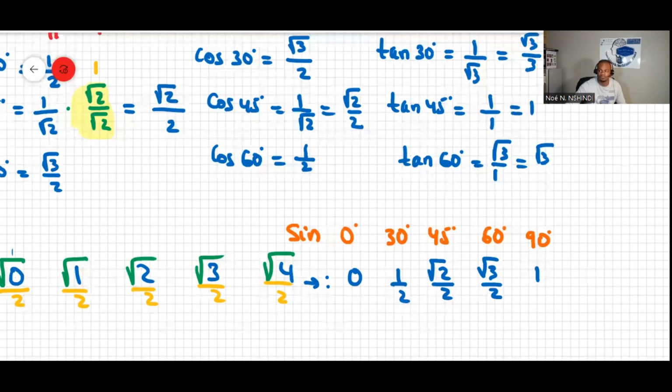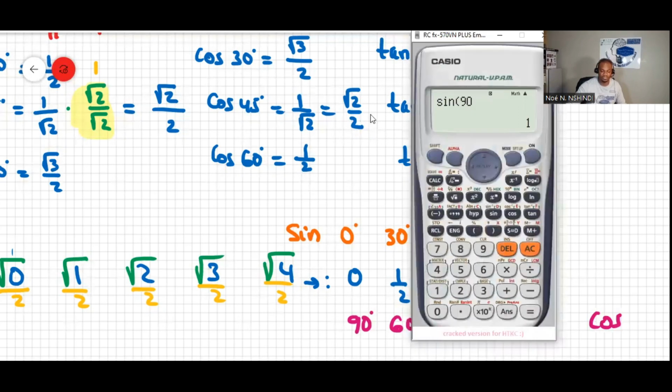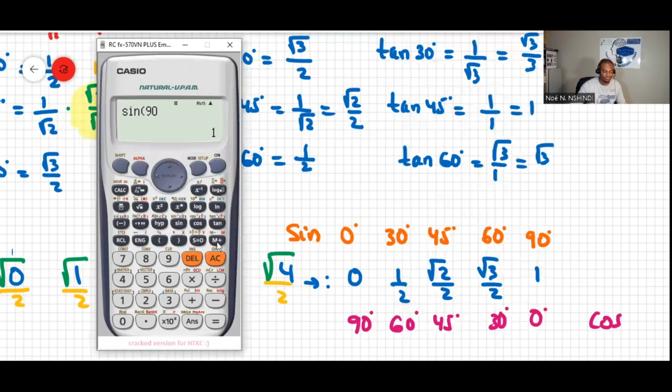What about cos then? For cos, I can reverse the order. So I'm going to write cos over here. I'm going to write the special angles, all of them, this time in descending order: 0 degrees, 30 degrees, 45 degrees, 60 degrees, and 90 degrees. So this means that cos of 0 degrees is 1. You can check the calculator because we didn't calculate it in the triangle. Cos of 0 degrees is equal to 1, you see?